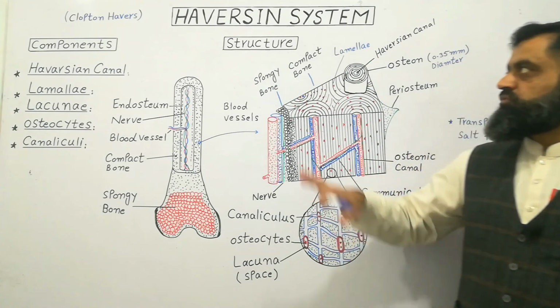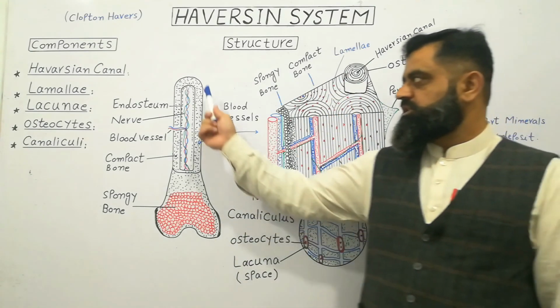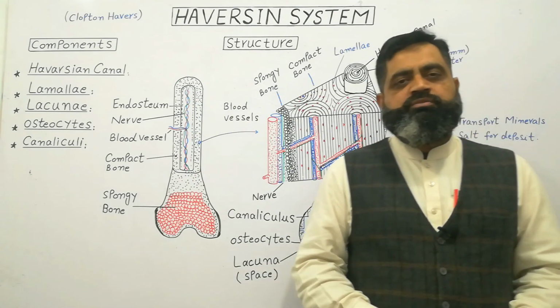So in this way, today we have tried to understand the Haversian system which makes up the structure of a bone. I hope you have understood it.